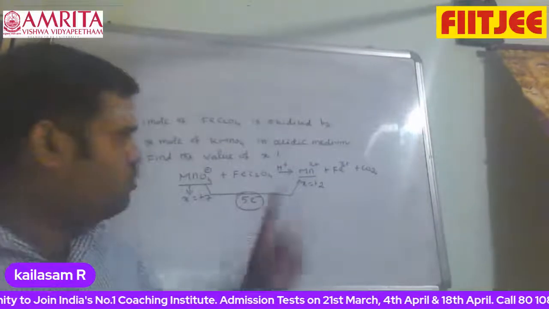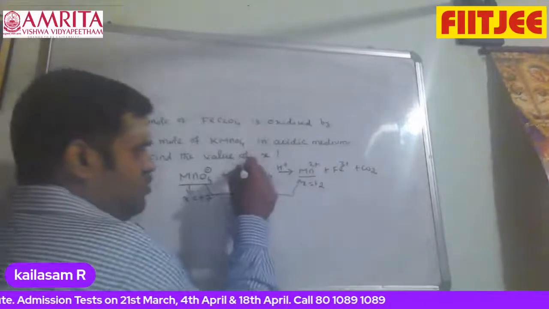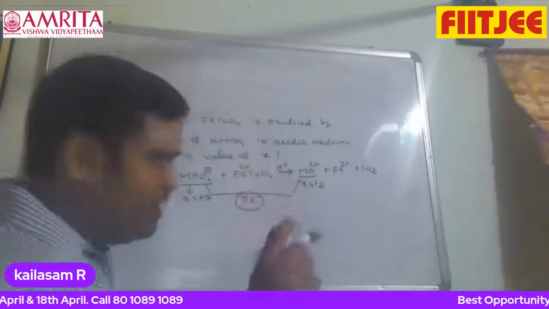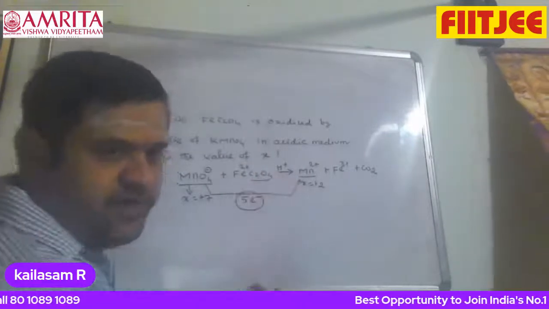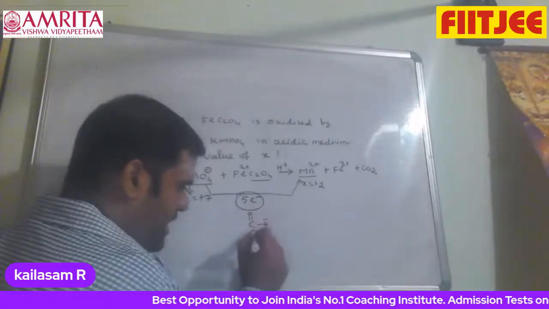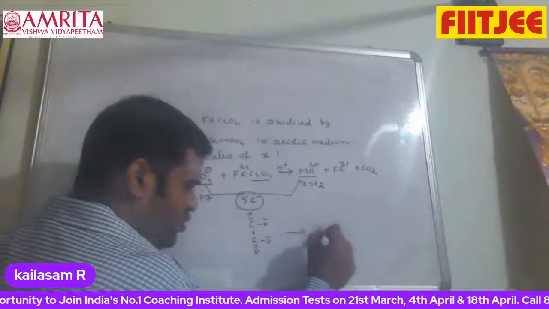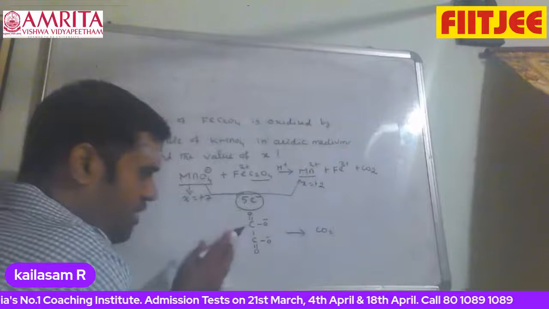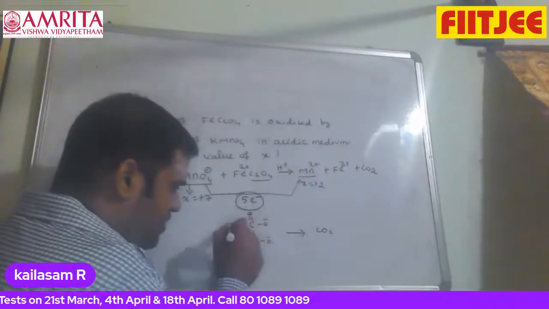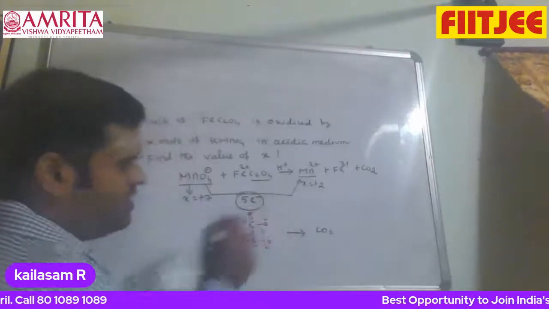Now we want to find out the n factor of FeC2O4. Ferrous here is 2 plus, and 2 plus becomes 3 plus. That means it lost 1 electron. At the same time, the oxalate, C2O4 2 minus, becomes CO2. Now we want to find out the oxidation state of carbon. Each carbon is in the plus 3 state. So how are we going to say each carbon is plus 3?